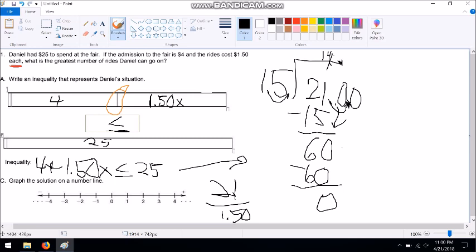So the decimal point is right after the 14, and anything past that we don't need. So our answer will be x is less than or equal to 14. And I've written that here. We've just solved our inequality. Now the last thing we need to do is graph our inequality. I know that this number line isn't long enough now that I look at it.